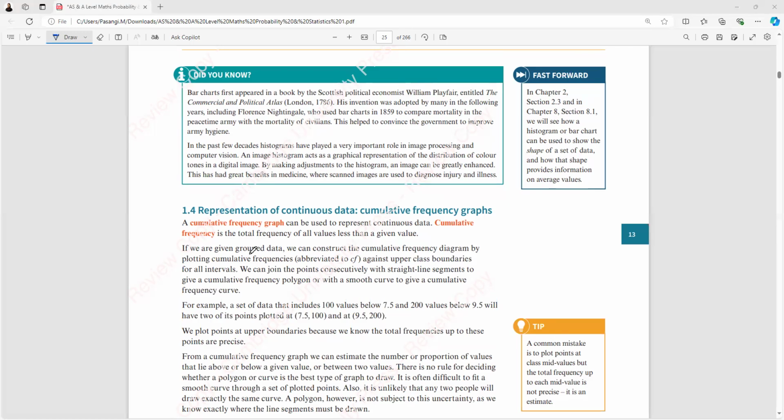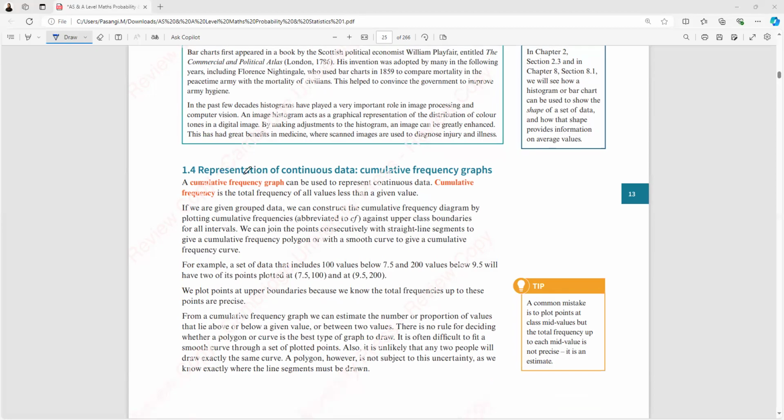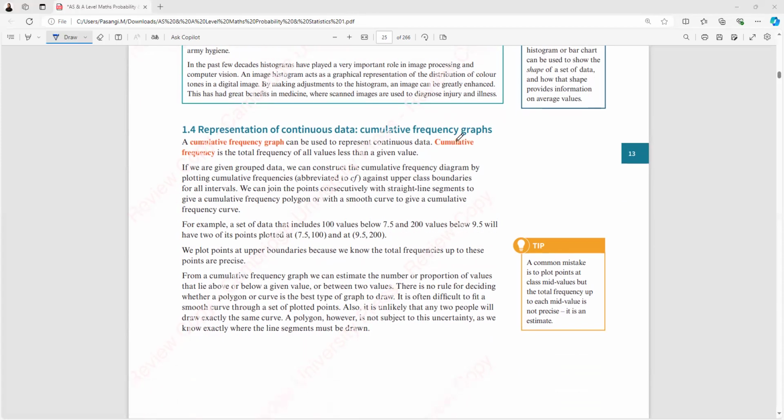So as I told you, now here we are going to talk about the representation of continuous data. When it comes to continuous data, the first method is the cumulative frequency graph. A cumulative frequency graph can be used to represent continuous data, and cumulative frequency is the total frequencies.